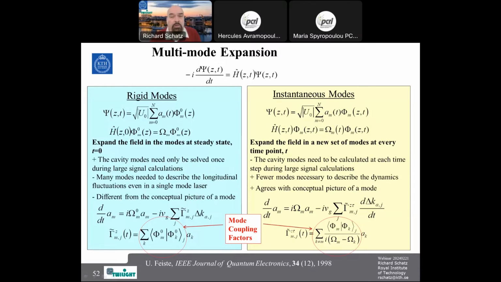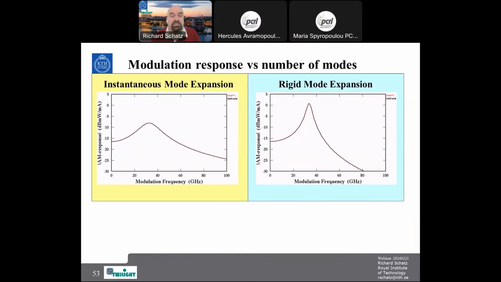I will not go through this in detail. I can just show you what I mean. If you have instantaneous mode expansion and rigid mode expansion for a DBR laser with photon-photon resonance, for instance, and detuned loading, they will give very different results if you use just one single mode. You see here, the instantaneous mode expansion gives the result you see to the right, and the rigid mode expansion gives this if you use just one single mode.